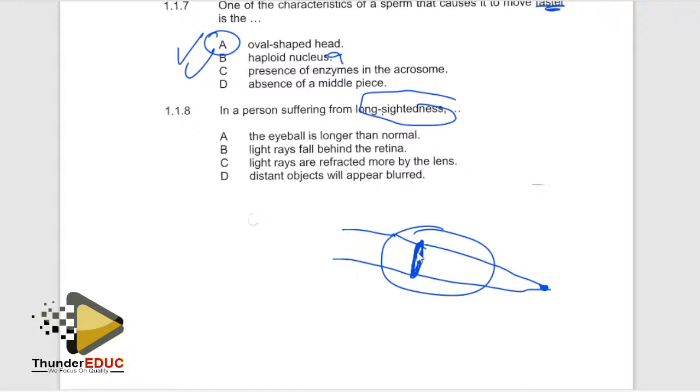The eyeball is too long. It's not too long, it's too short. So this is out. The light ray falls behind the retina. You see, it falls behind the retina. This one looks to be correct. The light ray reflected more by the lens. No, that's why it is not able to be brought here. So it's out. The distant object will appear never, because it is long sight. Means that you are able to see objects which are far. Therefore, B becomes the most correct answer.